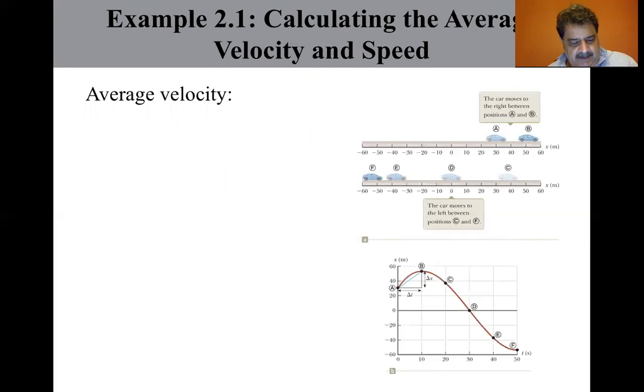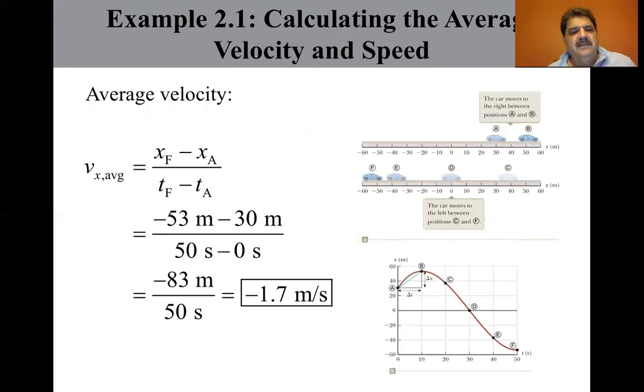Okay. Now, what is the average velocity? You use this equation, x sub F minus x sub A divided by t sub F minus t sub A. You get minus 53 minus 30, which we've already determined is minus 83 meters, divided by 50 seconds, and you get a minus 1.7 meters per second.